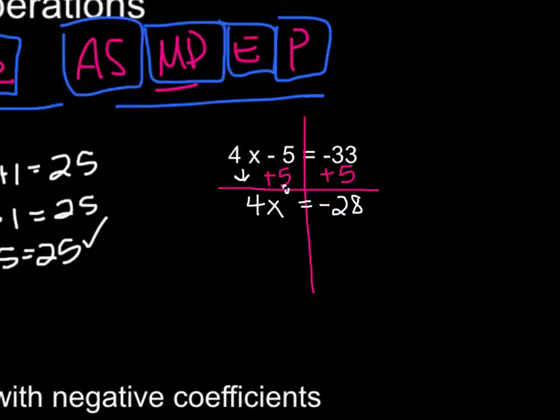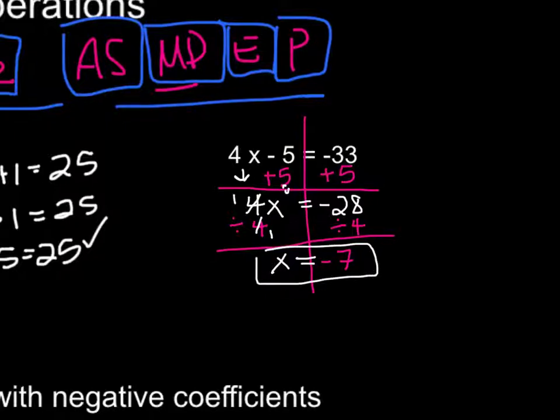4 times x is equal to negative 28. So now to undo this 4 times x, I can do the inverse operation of dividing by 4. I'm now showing you the division version instead of the fraction version. So 4 divided by 4 simplifies to just 1. So we have simply x is equal to negative 28 divided by 4. Well, 28 divided by 4 is 7, and negative 28 divided by 4 is going to be negative 7. So in this case, we now have x is equal to negative 7.